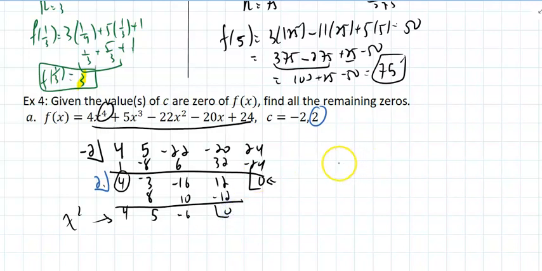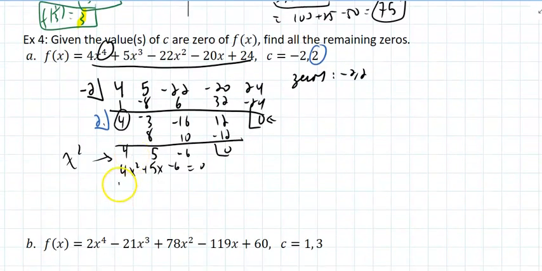That's a 0. That means, so far, the zeros are negative 2 and 2. Well, isn't this 4x squared plus 5x minus 6? And if I set that equal to 0, hey, wasn't that the quadratic that we said we're going to need?